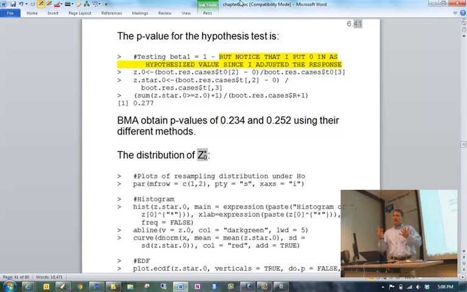Let's find Z0 itself. I'm going to find Z0. So take beta hat 1 minus a hypothesized value divided by the square root of the estimated variance of beta hat 1. That's how you would think you would do it. But we don't do that here.